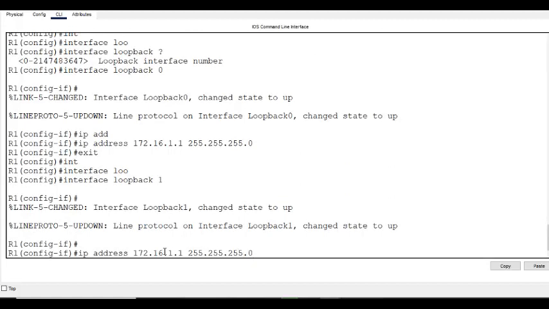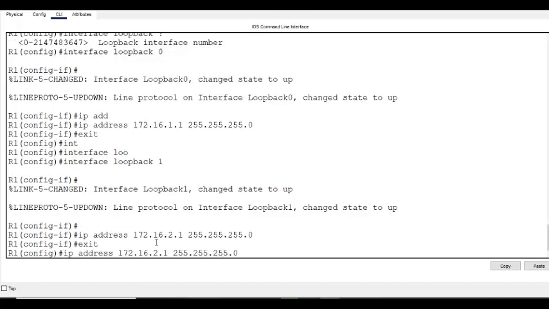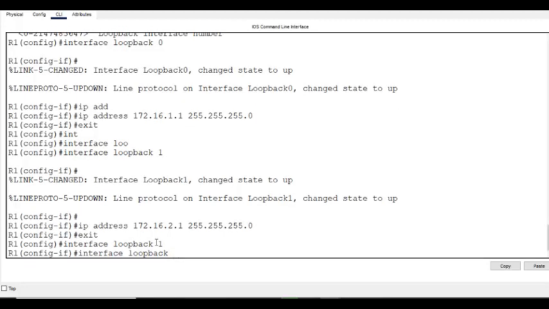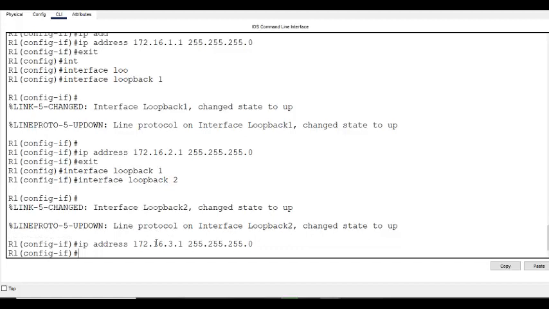Now, let me create another interface. Sorry, loopback 2. And in loopback 2, I would like to give 3 here. You see, right now I should see 3 loopback interfaces with 172.16 subnets. Let's go and verify. What is the verification command? Show ip interface brief.